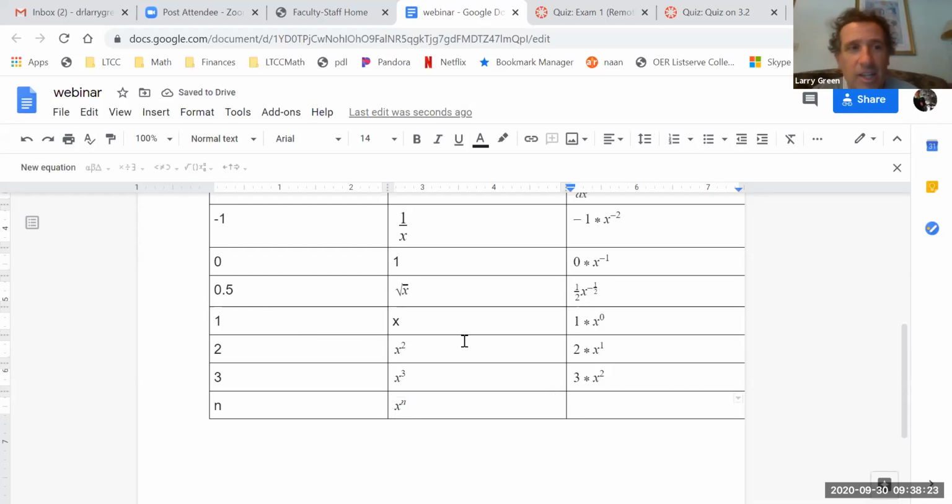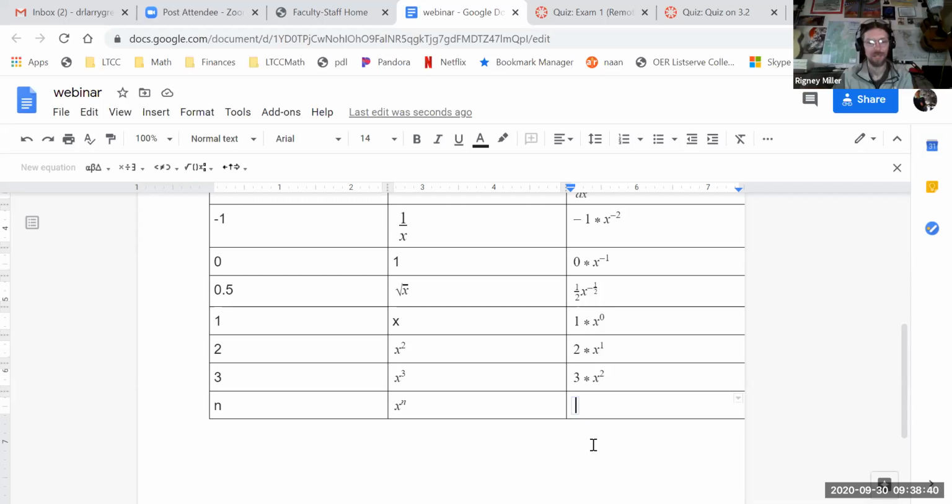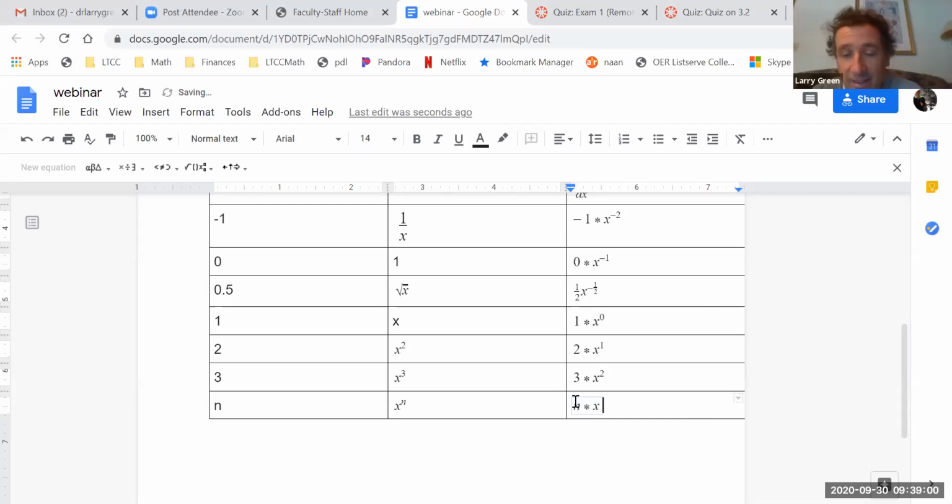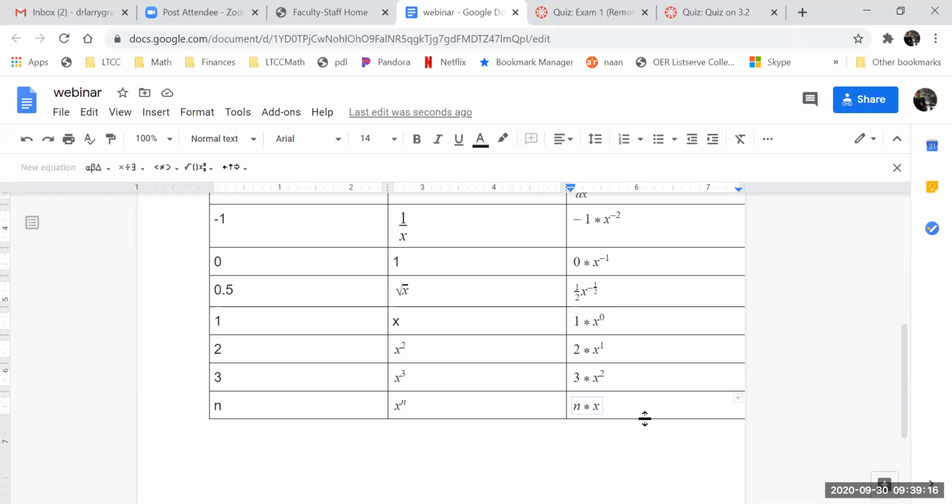So now let's take a look to see if we can see the pattern. What's happening to the power? So if you look at all these numbers in front of the x, what do you notice? The same as the power. Good. So if we start out with n, what should we have? Yeah, if you start out with n, we should have n. So we're going to have an n times x. And what's happening to the power of x? Yeah, it's going down by 1. So the n becomes an n minus 1.